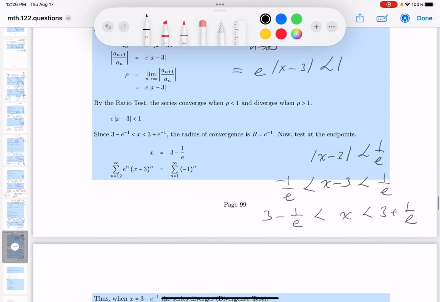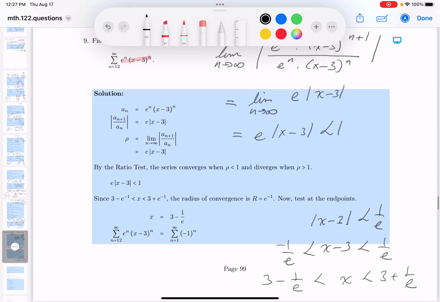All right, what I'm going to do over here is test the endpoints, because we need the interval, not the radius, the interval. And when you test the endpoints, again, I want to remind you, you're testing in the original series. If I plug in, let's try one at a time. Let's try this one first and just plug it in. And what would you get over here?